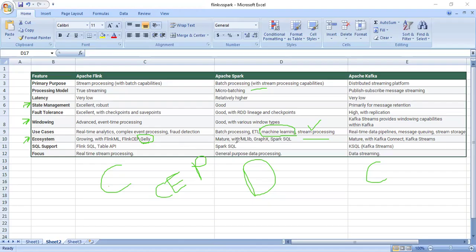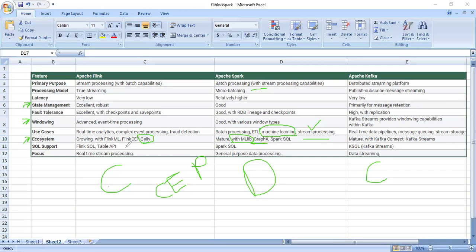It gives us libraries to work with structured data, unstructured data, and semi-structured data, and it gives machine learning libraries, which are quite matured and widely used. And it also gives us a GraphX module to work with graph data.